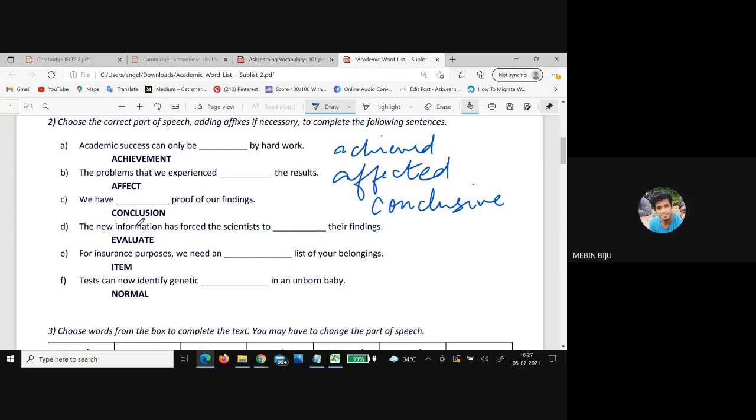Conclusive proof means proof that can conclude. What do you call that in English? Conclusive. Okay, I hope that is clear. Let's look at the next one.